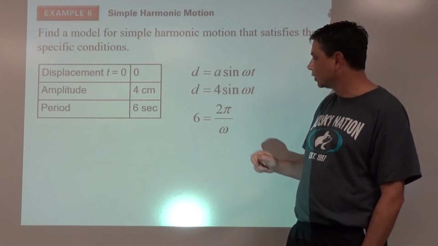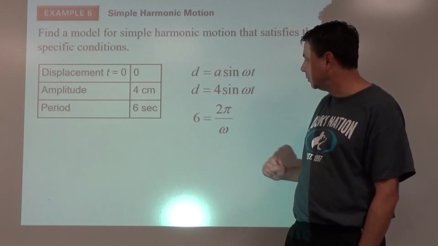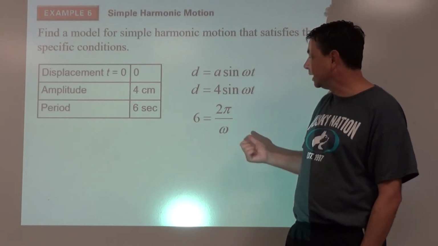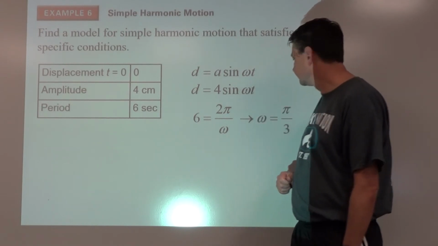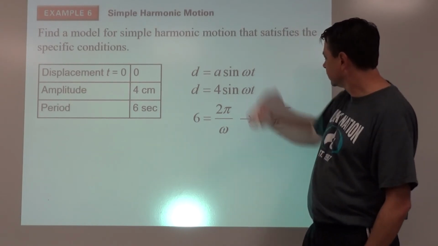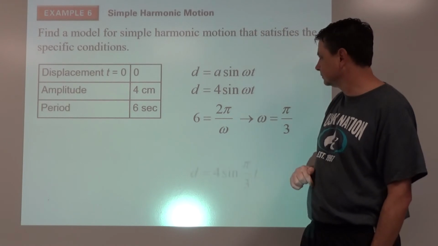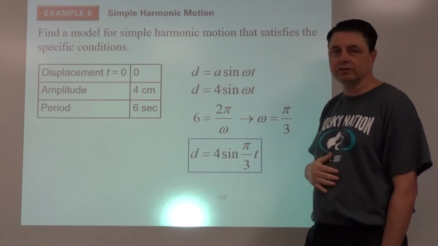We want to solve for omega, so let's multiply both sides by omega, then divide by 6. Omega is going to be pi over 3. So that's going to go here, and we've got an answer.